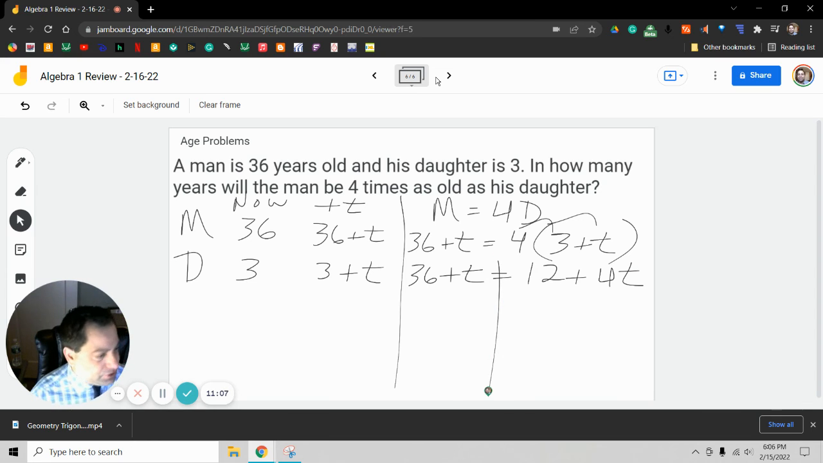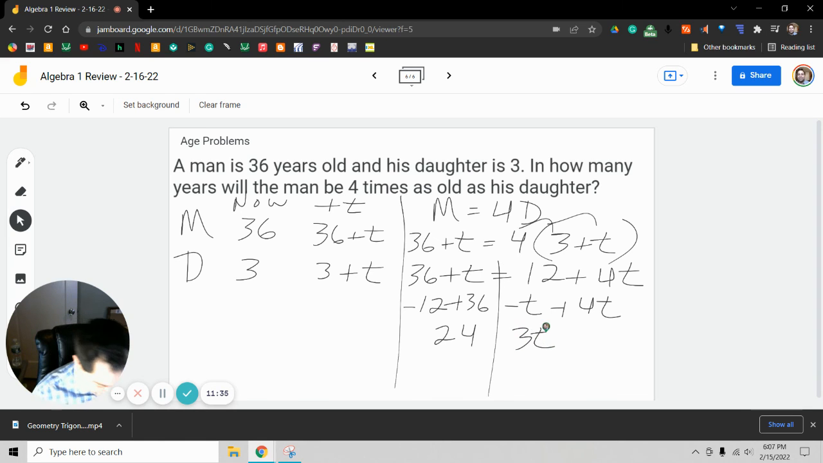Letters on one side, numbers on the other. We get a plus 36 over here. We get a negative t over here. We get a negative 12 over here. And we get a plus 4t over here. All right. 36 minus 12 is going to be 24. And 4 minus 1t is 3t. Divide both sides by 3. And I get t is equal to 8.